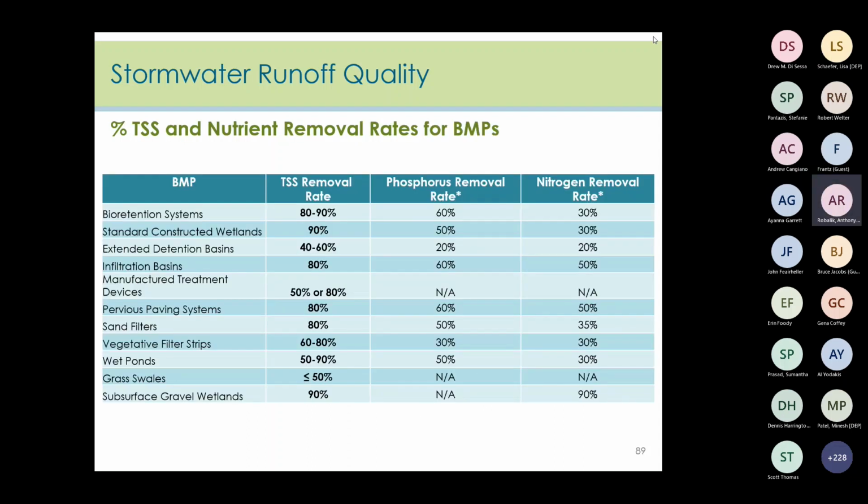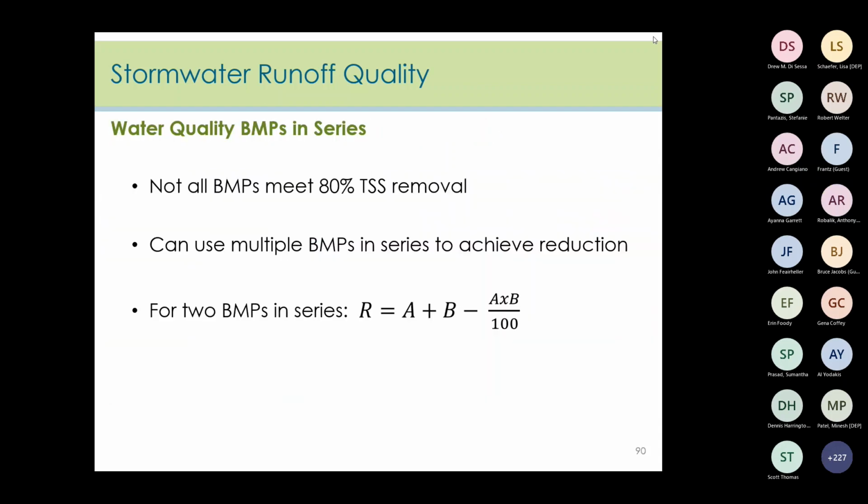And in addition to the TSS removal rates, there are phosphorus and nitrogen removal rates associated with almost every BMP in the manual. This information can be found in Chapter 4. And as seen in that table, not every BMP is rated for 80% TSS removal. Sometimes a series of BMPs are used to meet the 80% TSS removal requirement, or the more stringent 95% rate for projects discharging within a riparian zone.